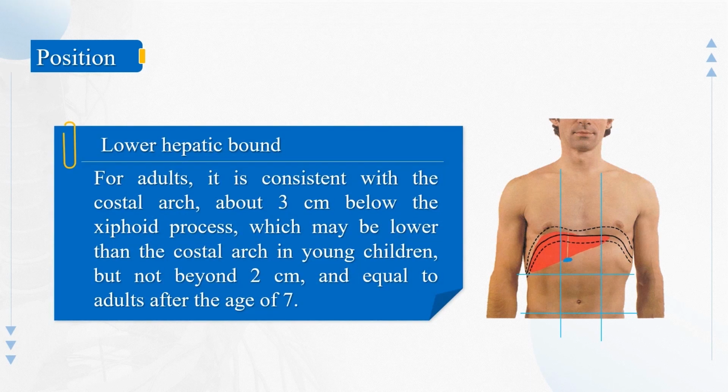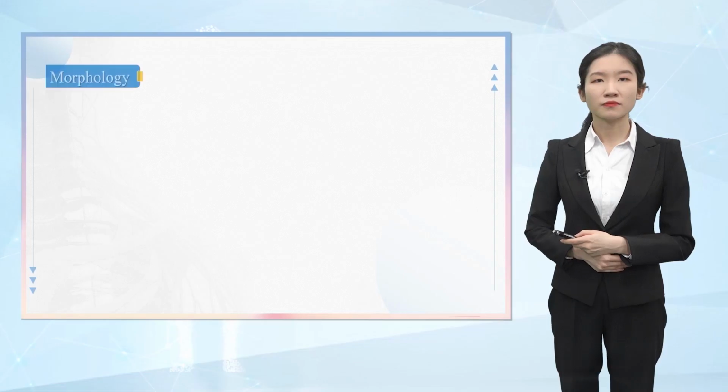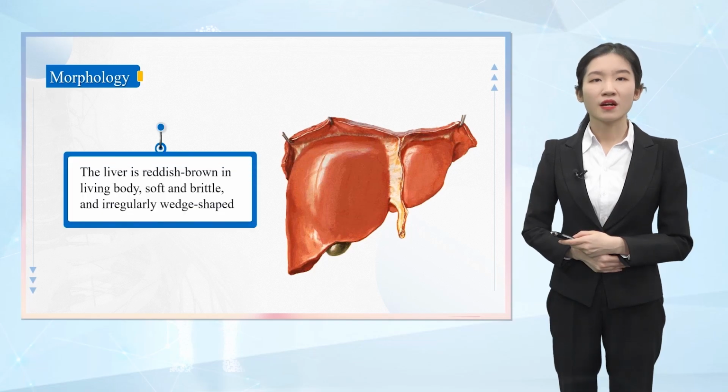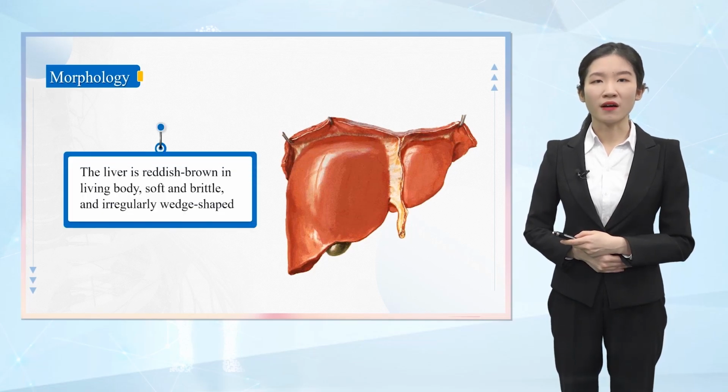For adults, it is consistent with the costal arch about 3 cm below the xiphoid process, which may be lower than the costal arch in young children, but not beyond 2 cm, and equal to adults after the age of 7. Morphology. The liver is reddish-brown in living body, soft and brittle, and irregularly wedge-shaped.